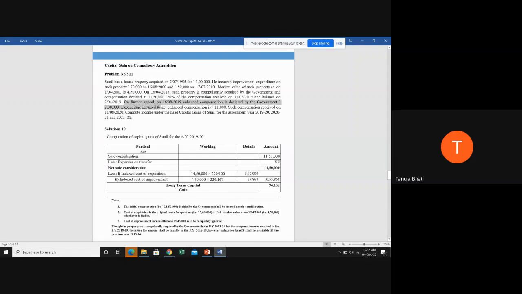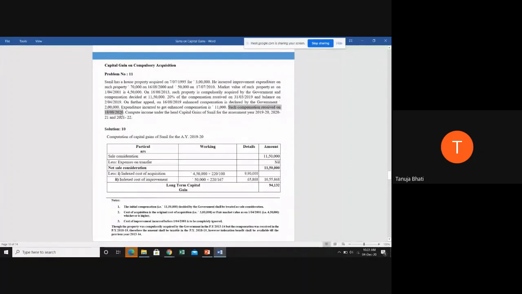Now, on further appeal, on 16/8/2019, enhanced compensation is declared by the government. That is 2 lakh. It is only declared by the government that he will be paying Sunil an enhanced compensation of 2 lakh. But enhanced compensation is taxable in which year, students? It is taxable in the year in which you're receiving the enhanced compensation and not when it is declared. Correct? And the expenditure incurred to get the enhanced compensation is 11 lakh. So this becomes your expenditure on transfer. Such enhanced compensation is received on 18/8/2020.